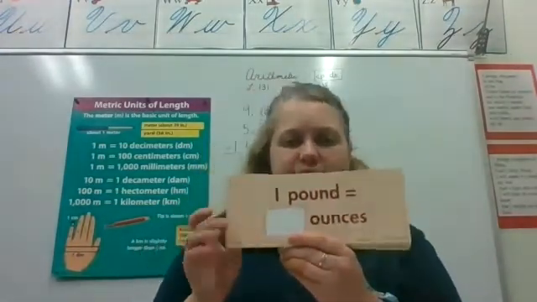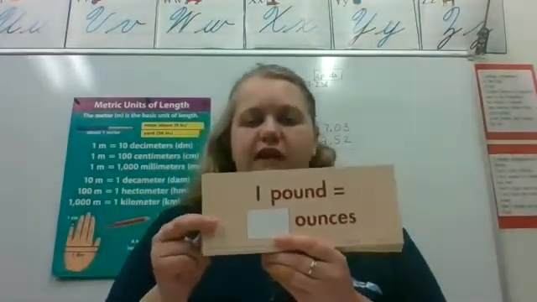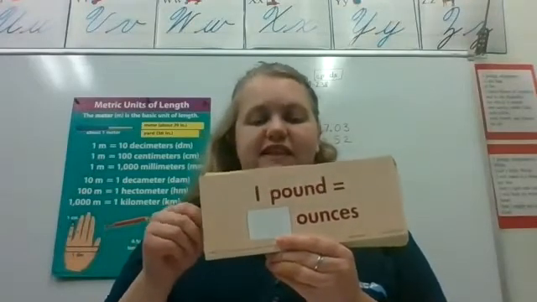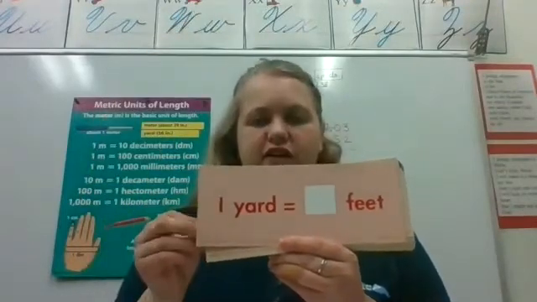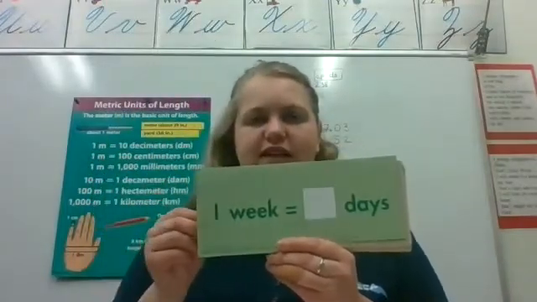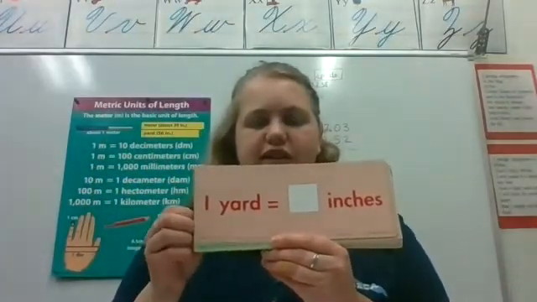Okay, so first of all, we're going to do some of these flashcards. So how many ounces are in a pound? Yes, it would be 16. All right, feet in a yard, 3. Months in a year, 12. Days in a week, 7. Inches in a yard, 36.